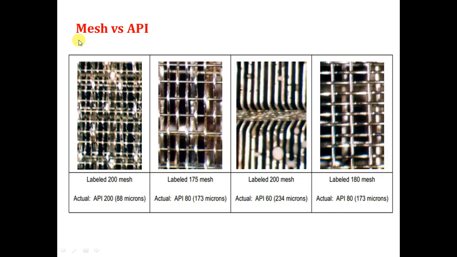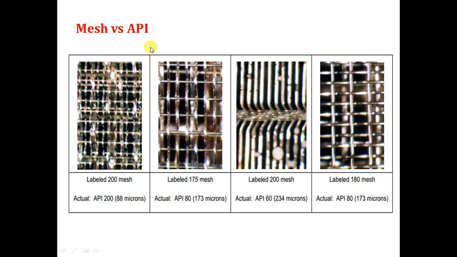Now, what is the difference between the mesh and the API? For example, when I say the API equals 170, the mesh equals 200. The same API 170 for another company gives 230, and for a third company gives 233, a different number. So where is the difference between them?